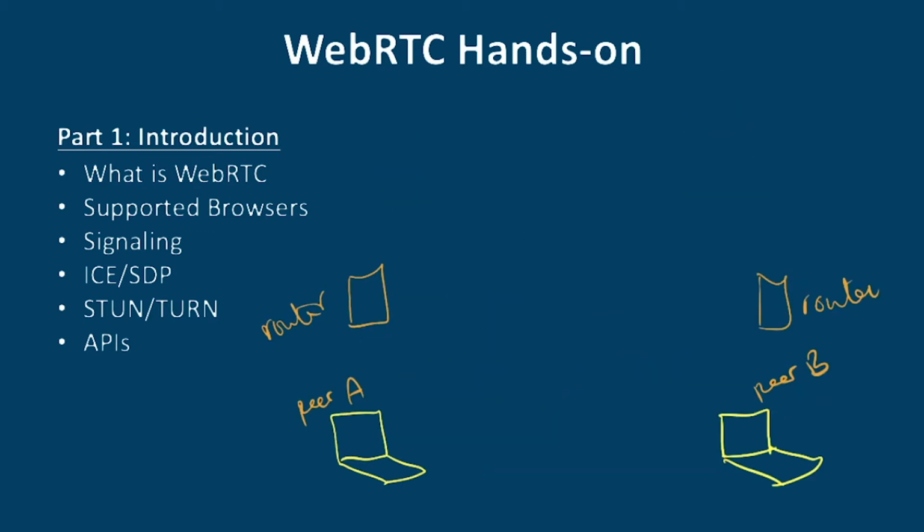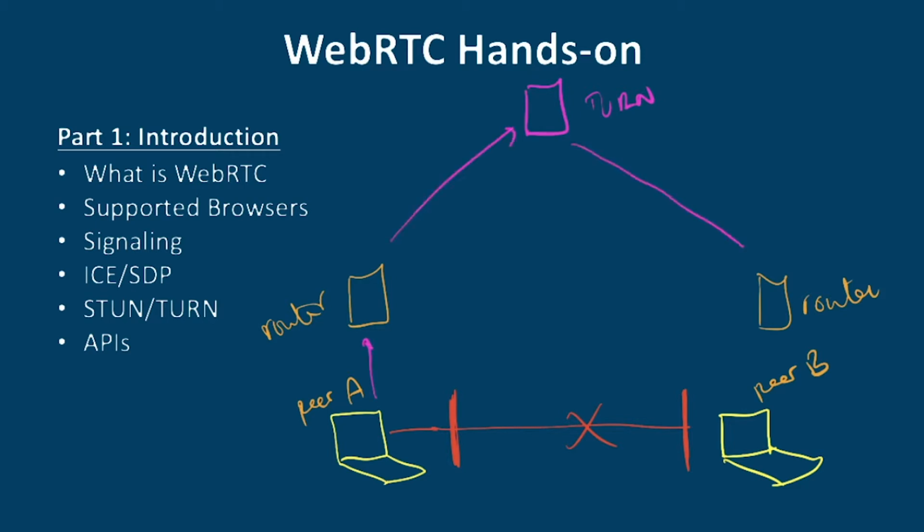In a situation where at least one peer is behind a firewall, a direct connection between the peers will not be possible. In this situation, we need a TURN server to act as a media relay. So now media flows through the TURN server.